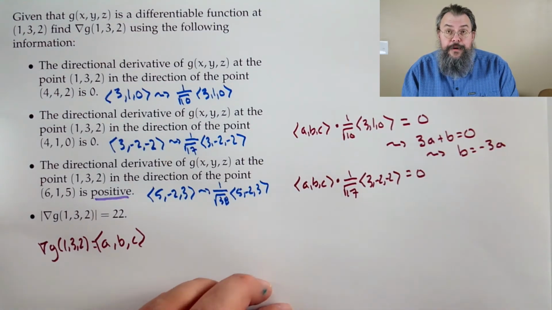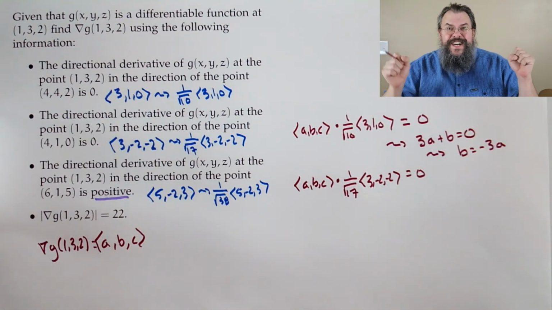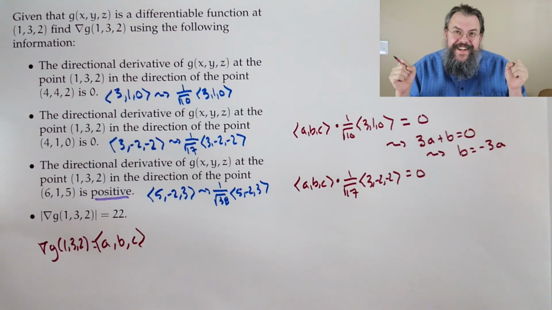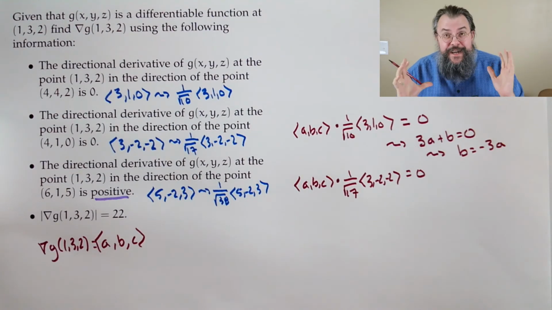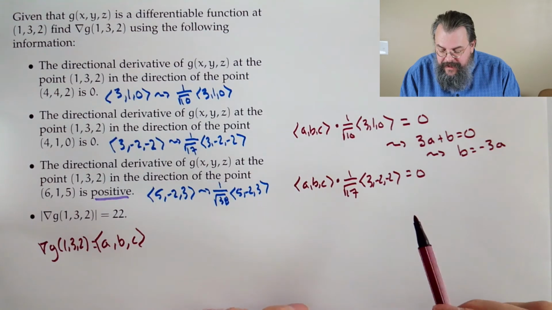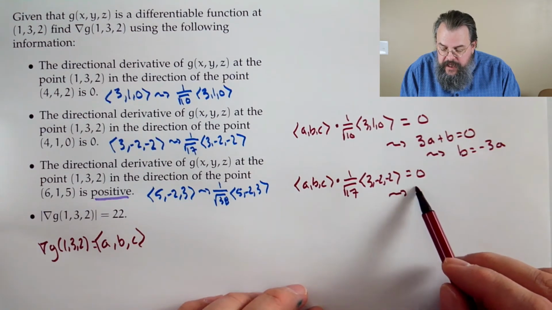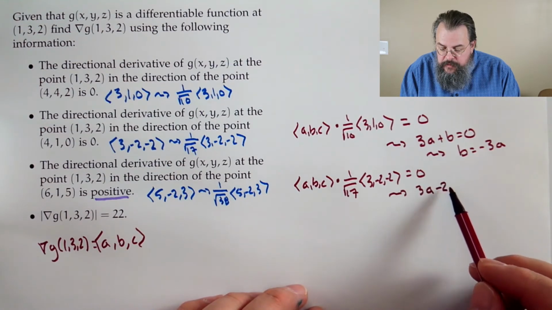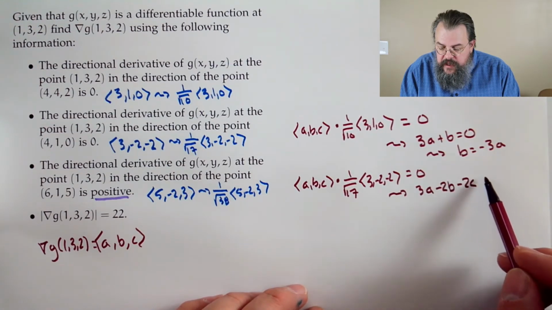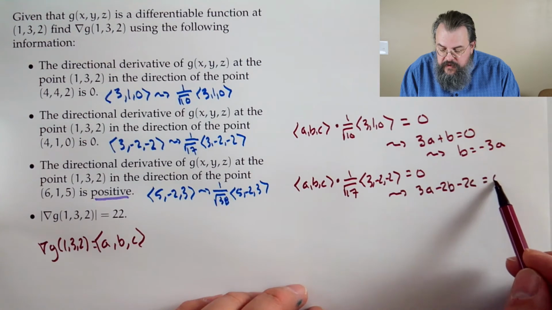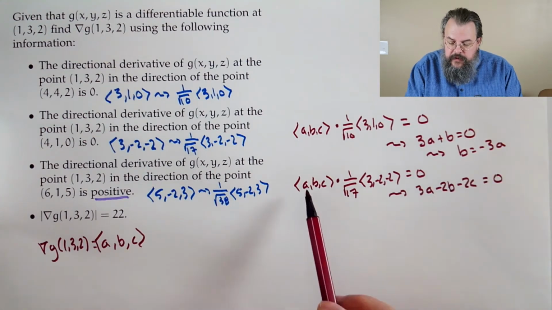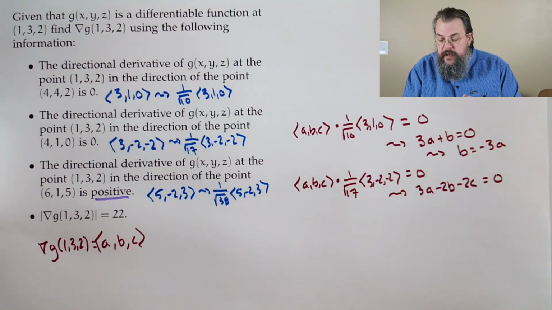So again, you can multiply, get rid of the square root of 17. Woohoo! It's nice not to have to deal with that square root. That was not a pleasant square root. And what do we get? Well, we get 3a minus 2b minus 2c equals 0, right? Because it's 3a minus 2b minus 2c.